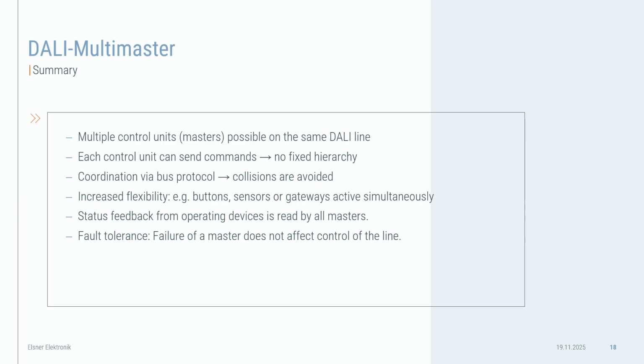And all masters can read the status feedback from the devices, and if one master fails, for example, then the line continues to operate normally. This setup increases flexibility and reliability, especially in large or complex installations.